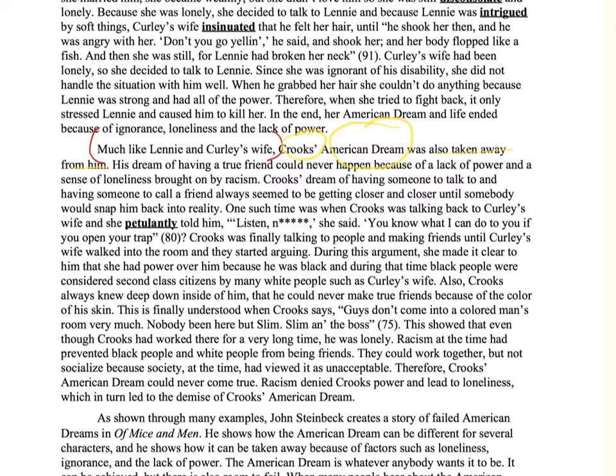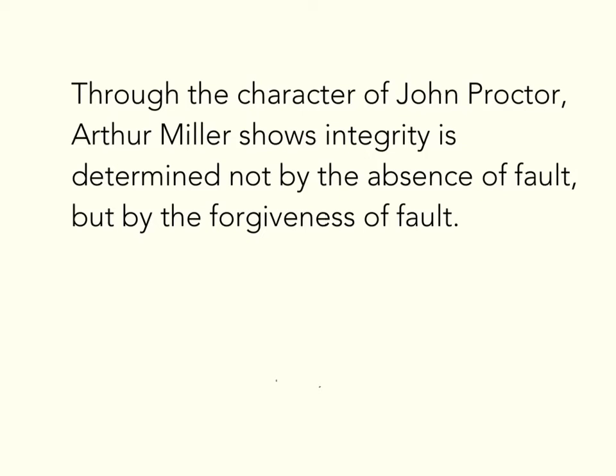All right, we will get back to Jake's paper for other things, but let's take a look at my working thesis. This is my working thesis. Now I changed it a little bit from class, refined it a little bit. So now my working thesis reads, through the character of John Proctor, Arthur Miller shows integrity is determined not by the absence of fault, but by the forgiveness of fault. All right. So that meets all the criteria of a thesis statement.